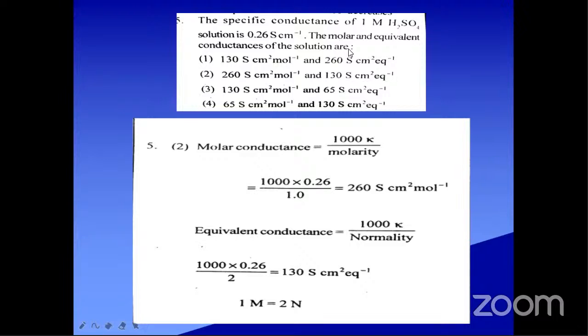See this numerical problem regarding this. The specific conductance of a 1 molar solution of H2SO4 is given as 0.26 Siemens centimeter inverse. The specific conductance K is mentioned here: 0.26 Siemens centimeter inverse. It asks to find the molar and equivalent conductances of the corresponding solution. We have to calculate the molar conductance as well as the equivalent conductance.